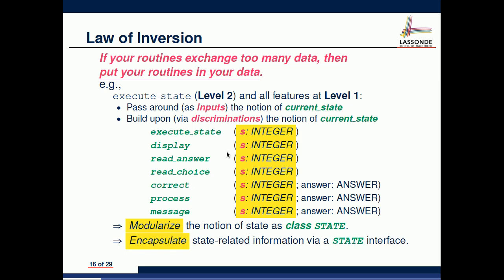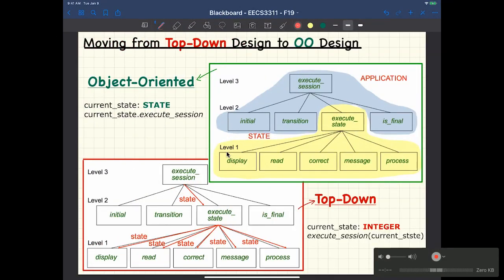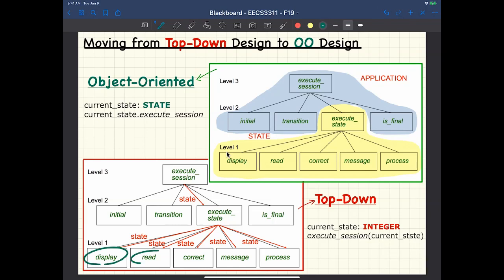Number two, we're going to somehow encapsulate, which means we're hiding, or putting all the state-related information into the state interface or class. So what would be the state-related stuff you've got to put? Display, message, correct? Basically, think about this. In the non-OO solution, we had things like display, read, correct, message, and process.